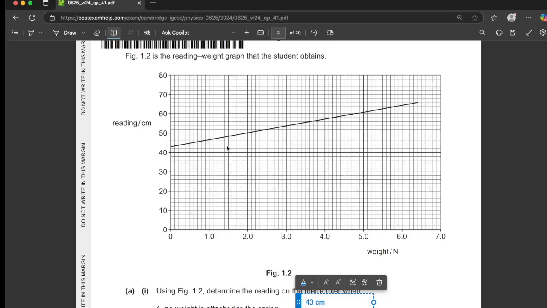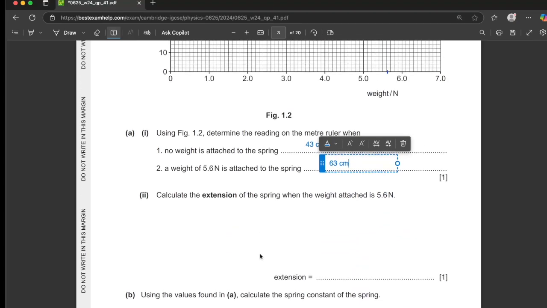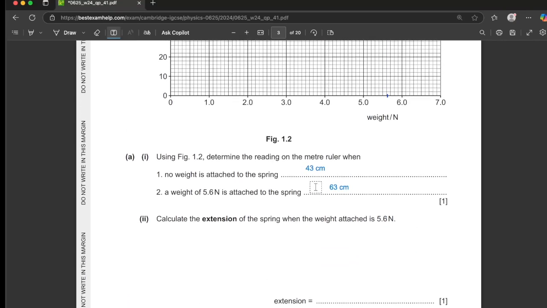And a weight of 5.6 newtons is attached to the spring. 5.6 will be around here. This is 5.6, and you go up and you see this. That is around 63 centimeters. Calculate the extension of the spring when the weight attached is 5.6 newtons. Extension is just subtracting from the original length, so that'll be 20 centimeters.